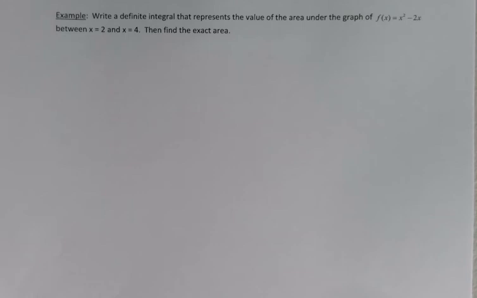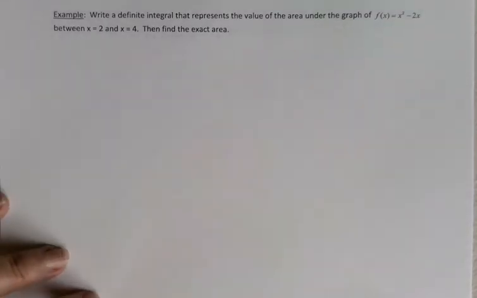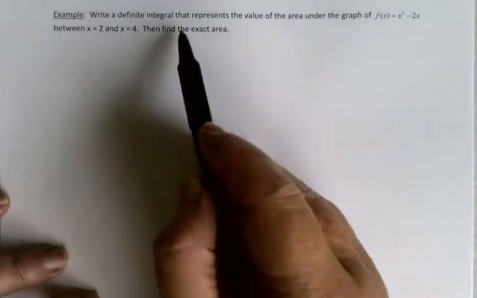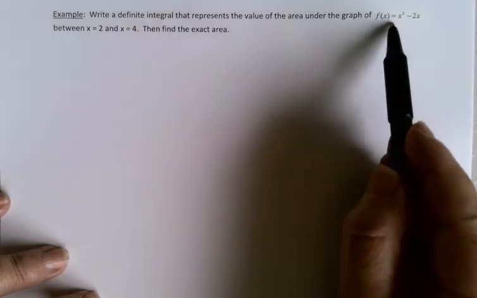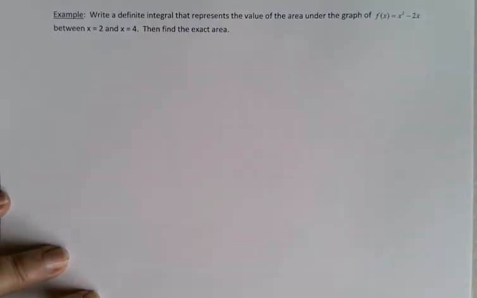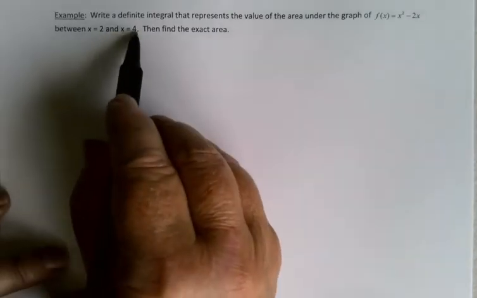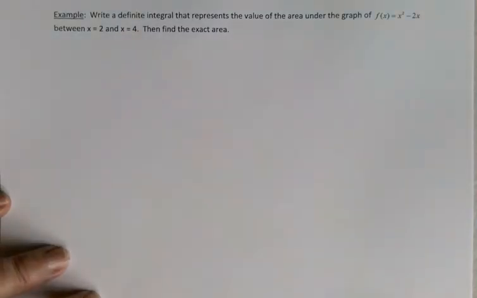All right, we're going to end topic A here by going straight through a couple of examples, start to finish, where we want to write a definite integral that represents the value of an area under a curve, and then actually find that exact area by setting up that limit and the Riemann sum. So in our first example, our goal is to first write the definite integral that represents the value of the area under the graph of f of x equals x squared minus 2x between x equals 2 and x equals 4, and then we'll evaluate it with that limit and Riemann sum.